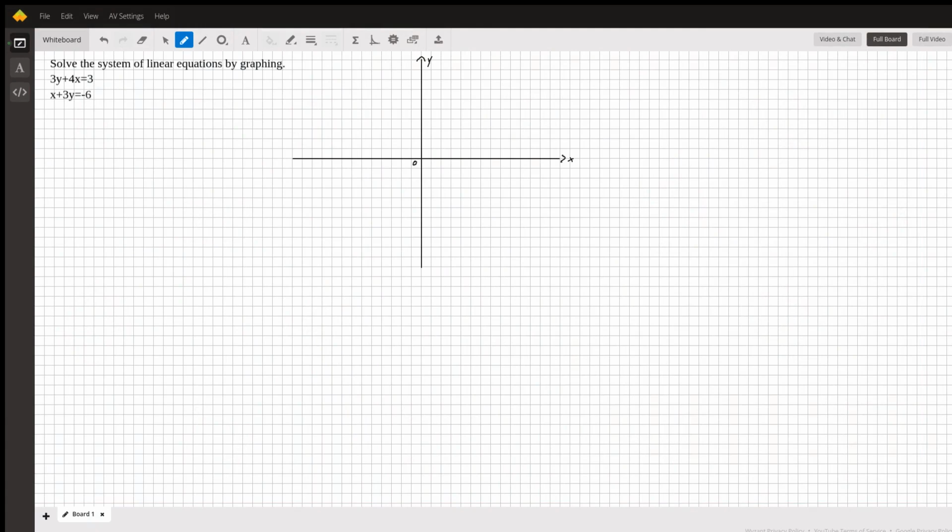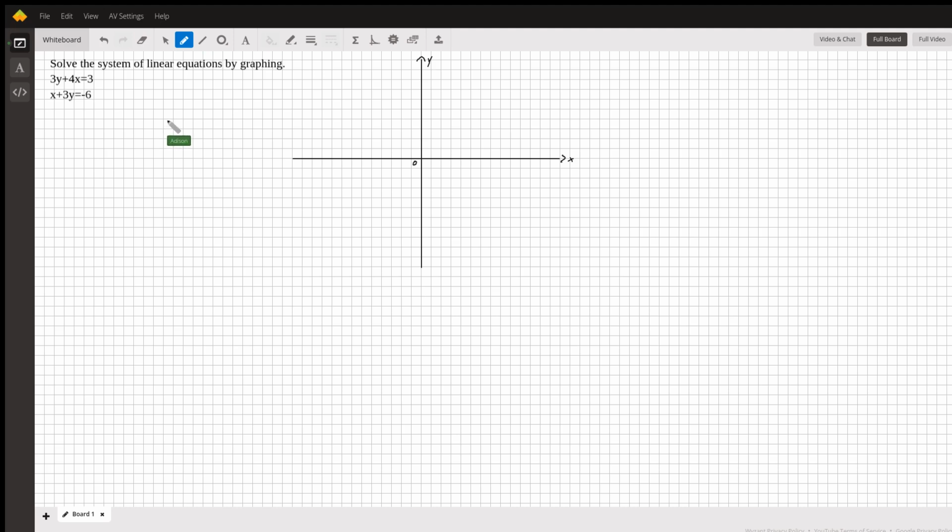I'm super excited to show you how you can solve for these two equations by graphing them. So let's first start by looking at the question and reading the equations. The question says, solve a system of linear equations by graphing. And that gives us two linear equations. The first one is 3y plus 4x equals 3, and the second one is x plus 3y equals negative 6.